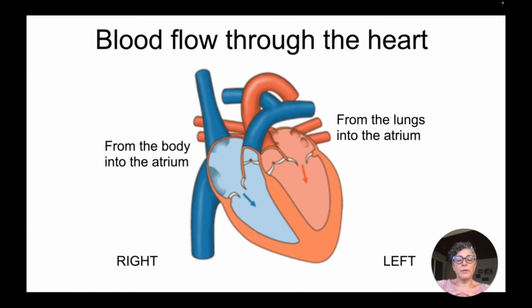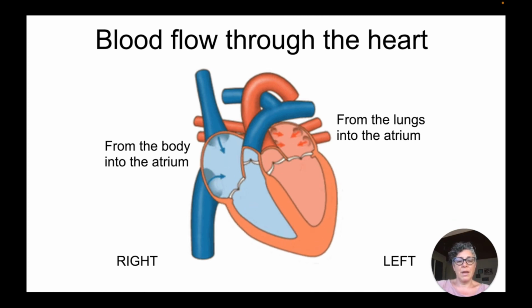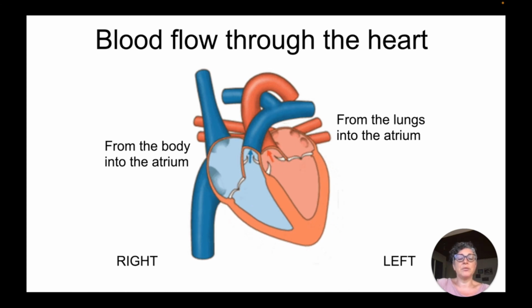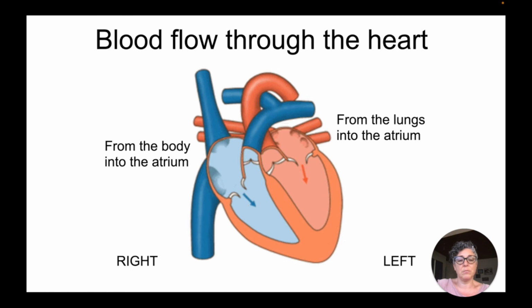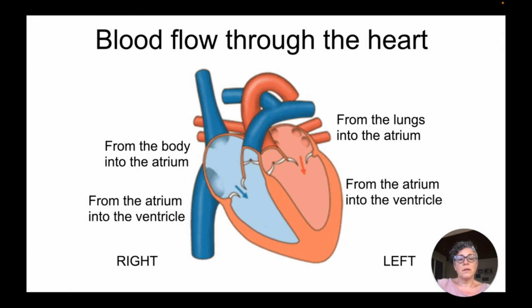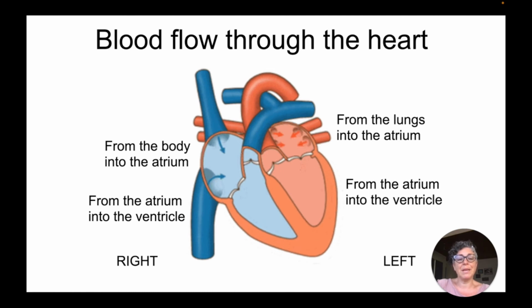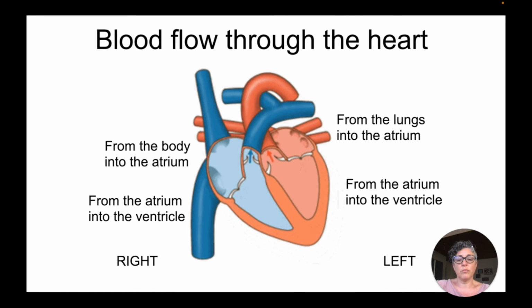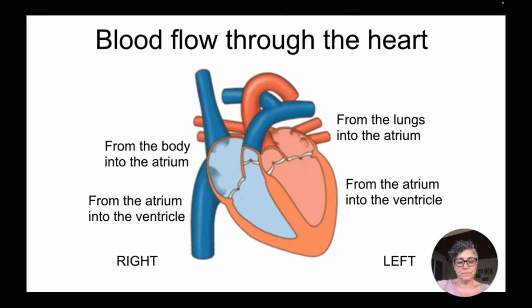So on the right side of the heart, it's blood from the body entering the atrium, again through the main vein, which is called the vena cava, and blood is entering the atrium on the left from the lungs. This is now oxygenated blood. Blood is then going to be pumped from the atrium into the ventricles, both at the same time. So right atrium to right ventricle and left atrium to left ventricle.